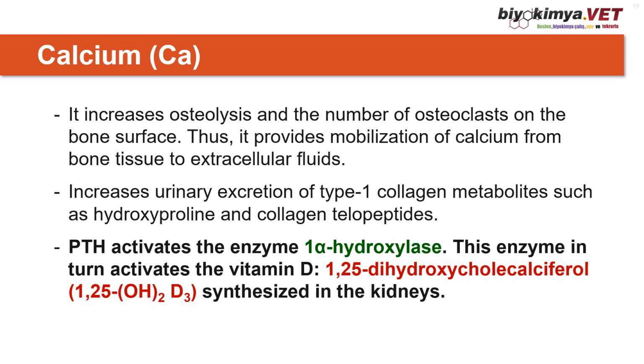And parathormone activates the enzyme 1-alpha hydroxylase in the kidney. In turn, this enzyme is the key enzyme which attaches a hydroxyl group at the first carbon, or the first position of the steroid ring, which turns the inactive vitamin D to its active form. The chemical name of the active vitamin D is 1,25-dihydroxycholecalciferol, or shortly 1,25-dihydroxy vitamin D3.